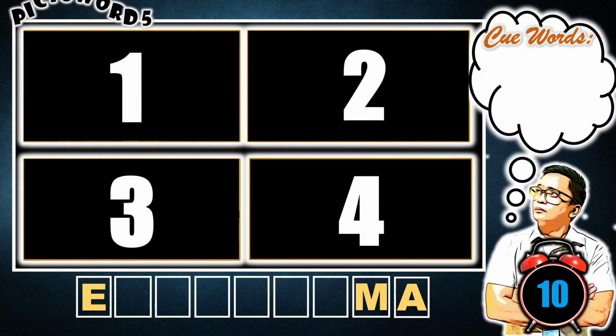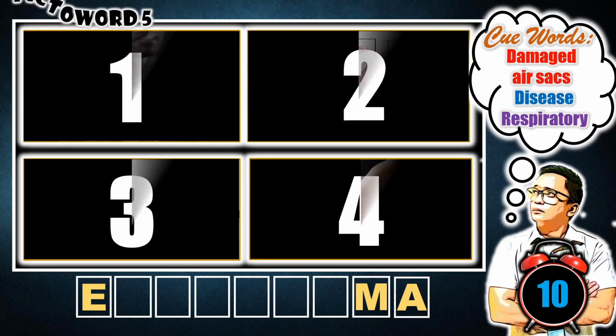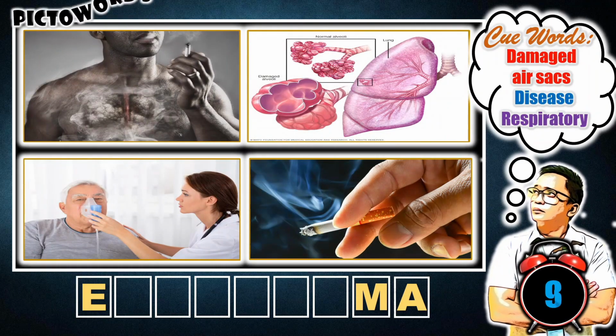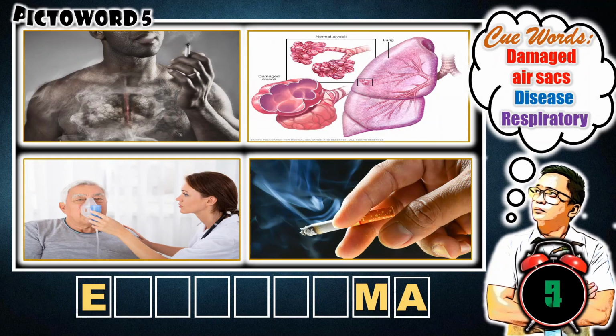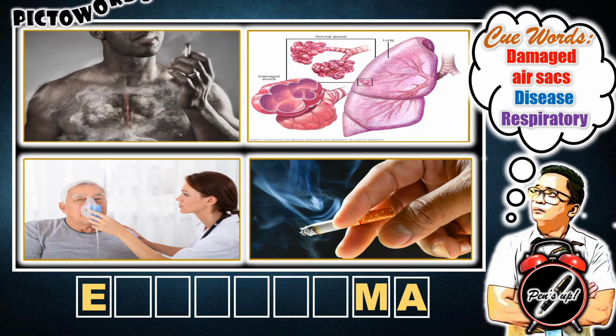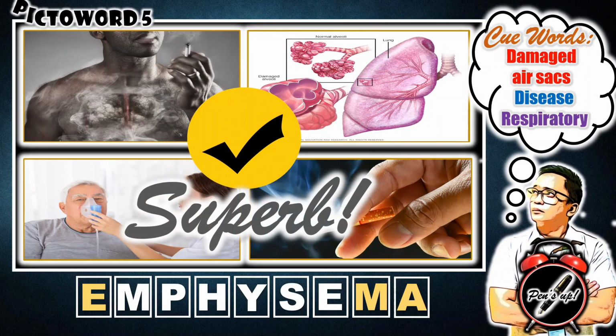Picture word number 5. Keywords: damaged air sacs, disease, respiratory. Your timer starts now. Hands up. The correct answer is emphysema. Superb.